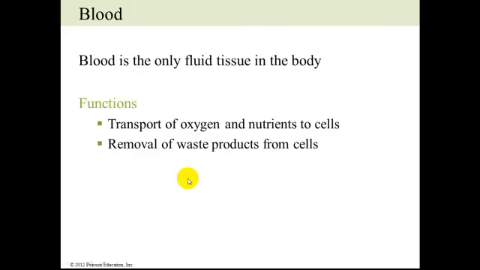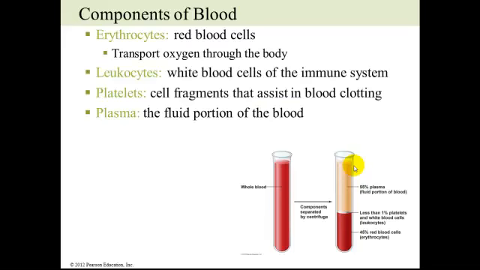And it functions in transport. That's really what blood is for. It transports oxygen and nutrients to the cells, and it also removes waste products from cells. Now, in terms of the components of blood, we have four main parts in our whole blood. We have our erythrocytes, which are the red blood cells. Those are the workers that actually carry the oxygen throughout the body. Then we have leukocytes. Those are the white blood cells, and those are part of the immune system. The platelets are important in blood clotting, and these are just cell fragments.